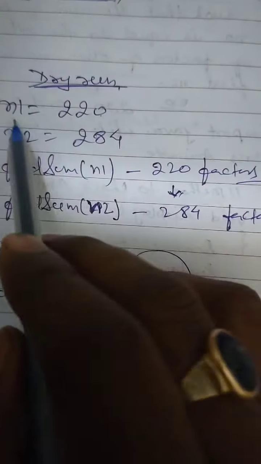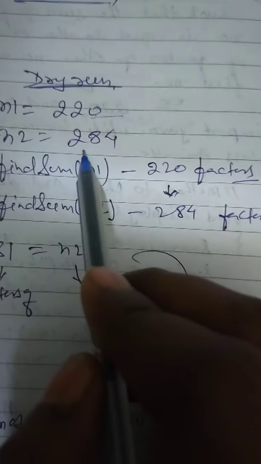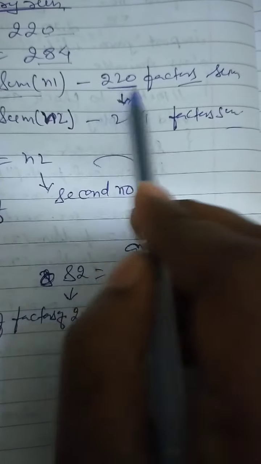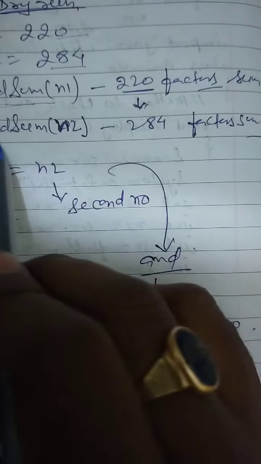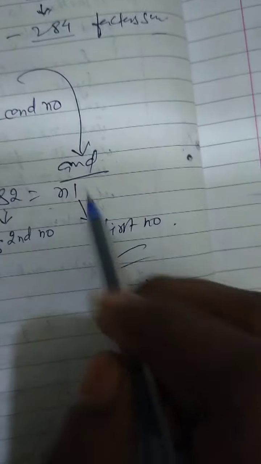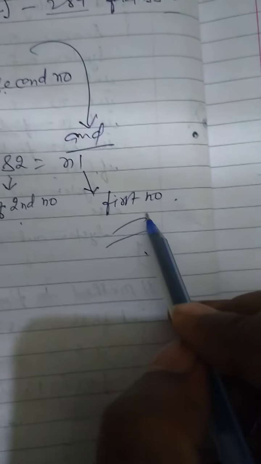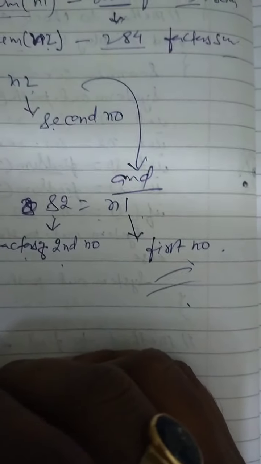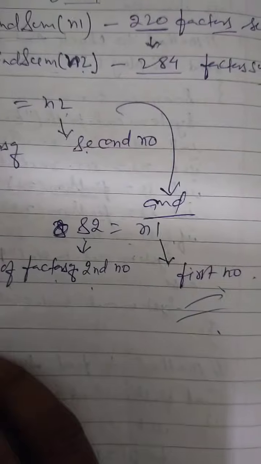Okay. Now check the dry run once again. See, suppose N1 equal to 220 and N2 equal to 284. So S1 will store findSum of N1, that is the sum of factors of 220, and S2 will store findSum of N2, means the sum of factors of 284. If S1 equal to N2 and S2 equal to N1, and if both these conditions become true, then these number pairs are called amicable numbers.